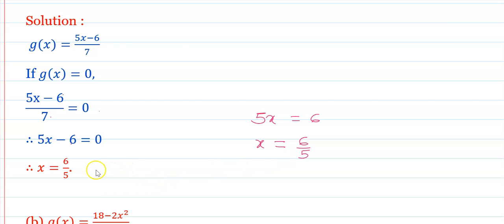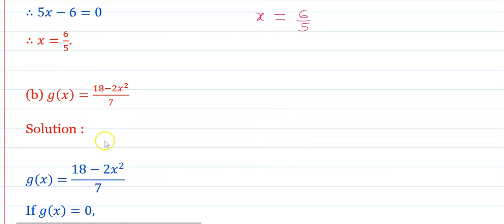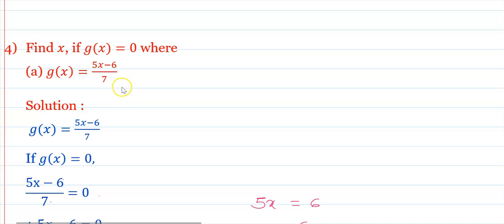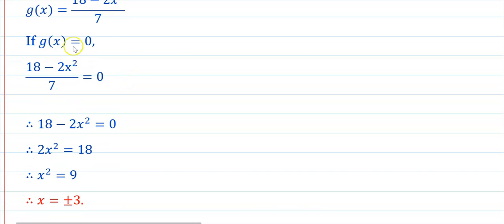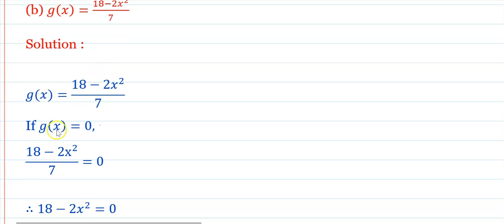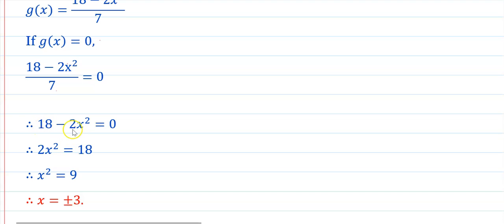Okay, this is the value of x. Next, g of x is equal to (18 minus 2x square) upon 7. Again, we want to find the value of x if g of x is equal to 0. Therefore, (18 minus 2x square) upon 7 is equal to 0. Therefore, 18 minus 2x square is 7 into 0, which is 0. 18 minus 2x square is equal to 0. Therefore, 2x square is equal to 18. Therefore, x square is equal to 9. Take the square root on both sides.